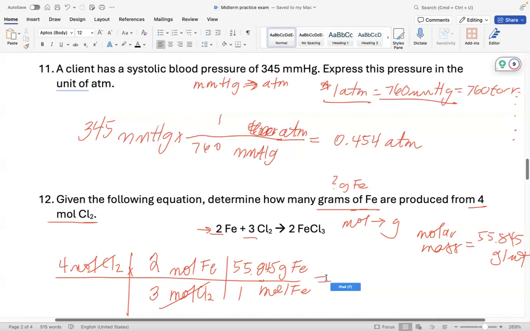And I gotta do that because, like I said, for some reason I didn't pre-solve this one. All right, so we get 148.9 grams of iron. That is our final answer.